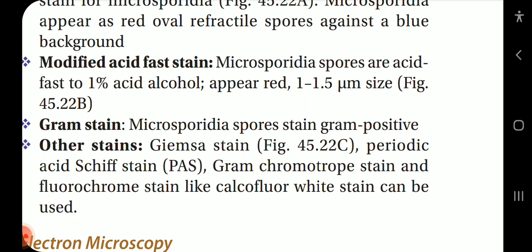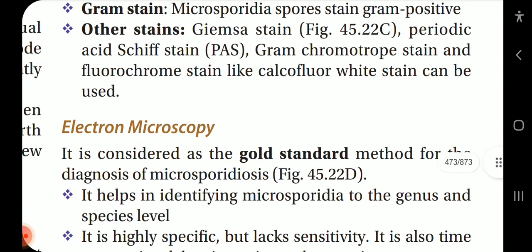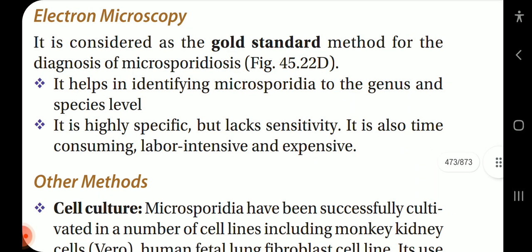Modified acid fast stain: Microsporidia spores are acid fast to 1% acid alcohol, appear red, 1 to 1.5 micrometer in size. Gram stain: Microsporidia spores stain gram positive. Other stains: Giemsa stain, periodic acid Schiff stain (PAS), Gram chromotrope stain, and fluorochrome stains like calcofluor white stain can be used. Now coming to electron microscopy, it is considered the gold standard method for the diagnosis of microsporidiosis.